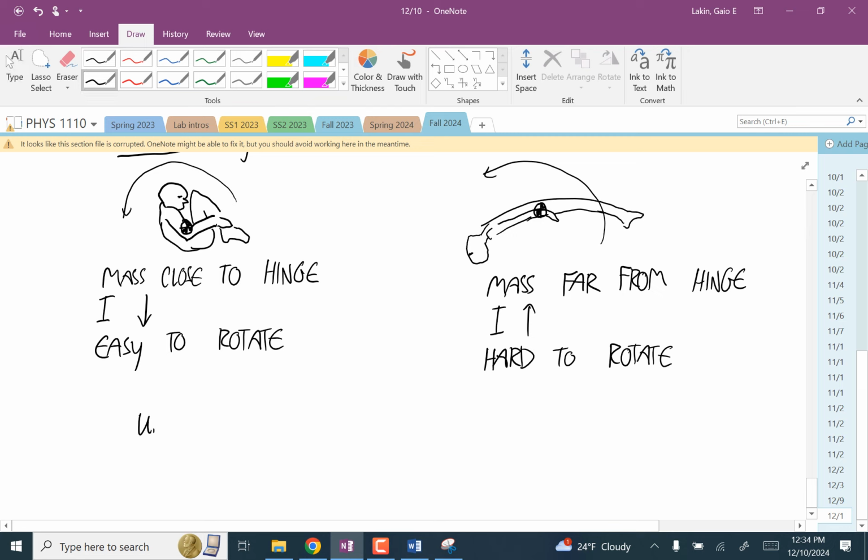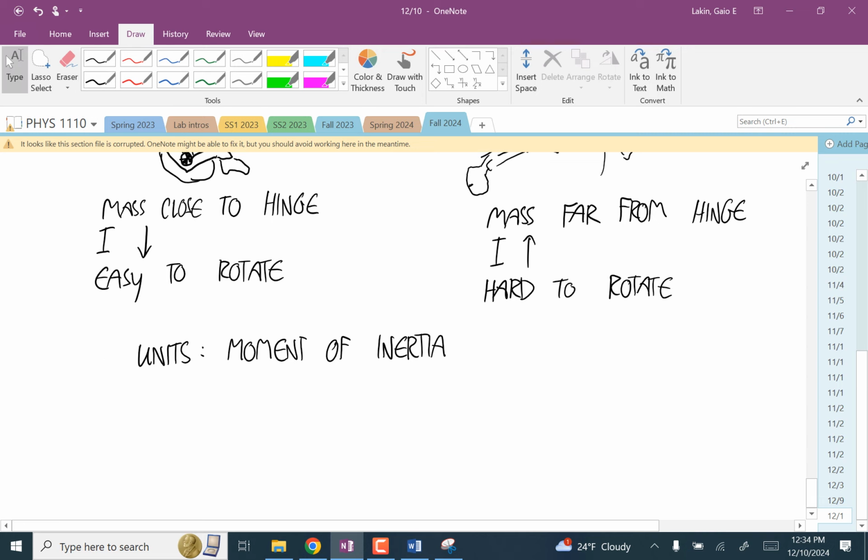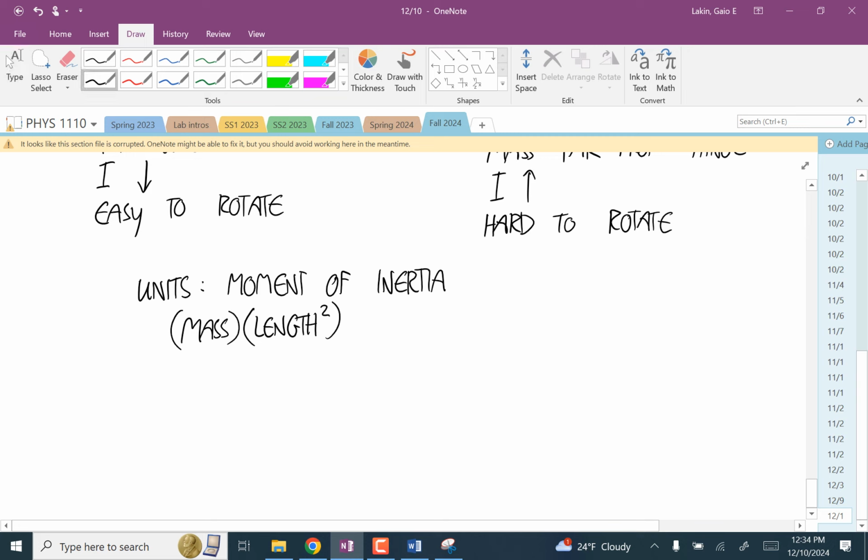The units for moment of inertia are units of mass times units of length squared, and the SI units are kilogram meter squared.